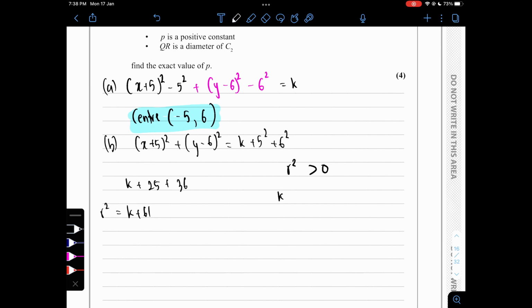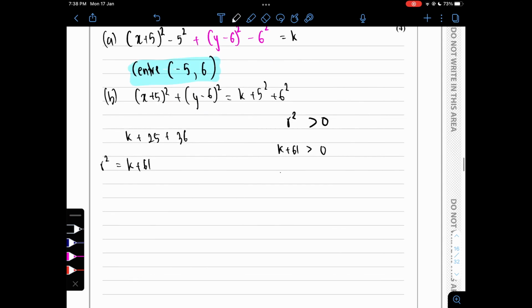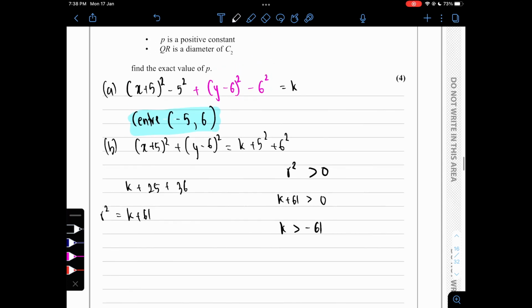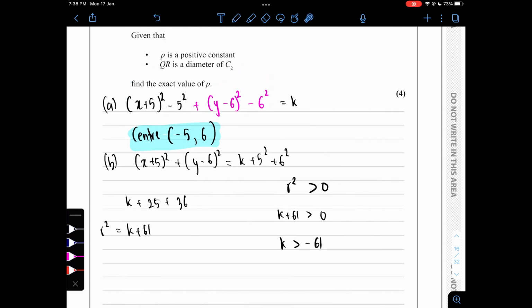So k plus 61 has to be greater than 0, so k must be greater than minus 61. So let's just recap how I got here. We had the original equation over here, right? And then we completed the square. I moved the 5 squared and the 6 squared across to here.